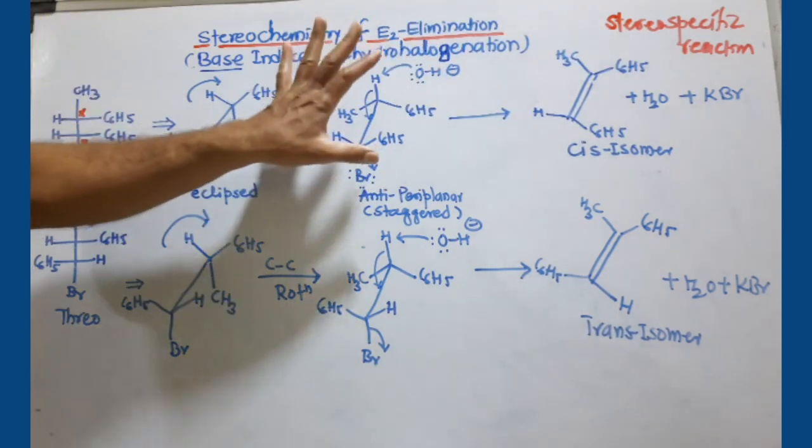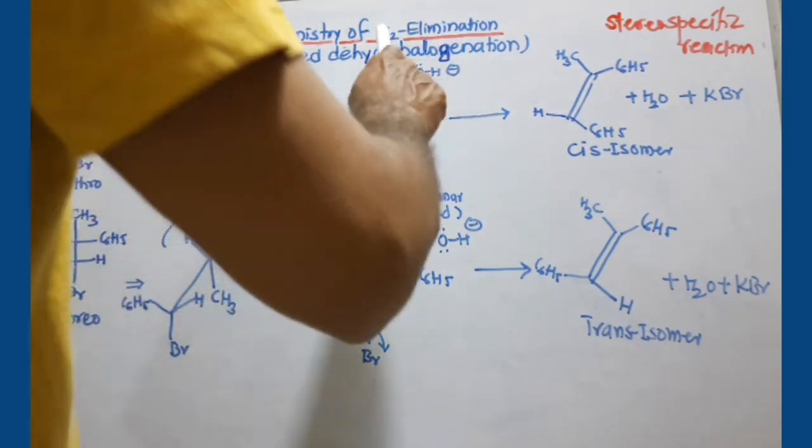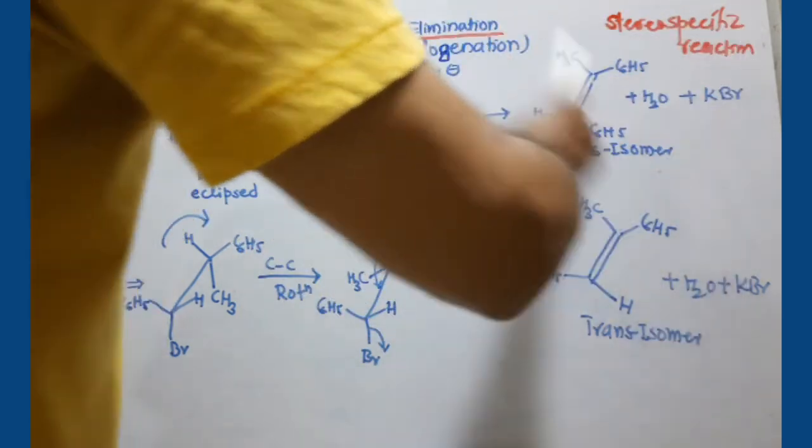Because of this, the elimination reaction, or base induced dehydrohalogenation reaction, E2 elimination, is a stereospecific reaction.